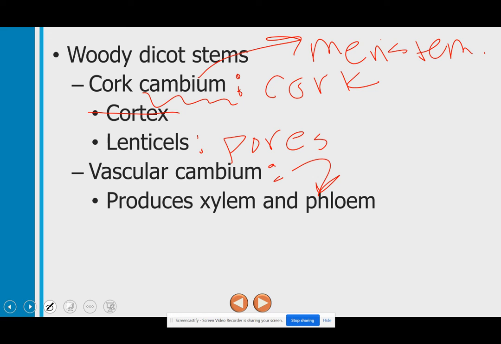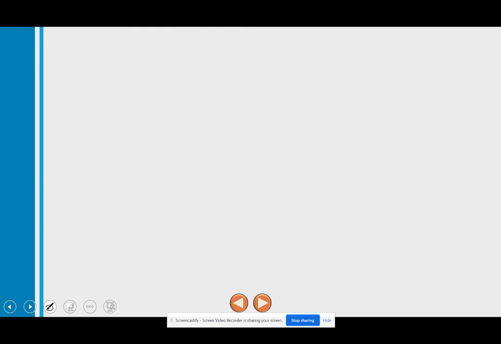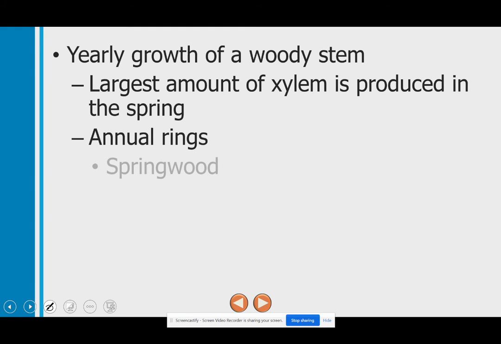It's going to constantly produce new xylem and phloem, new vascular tissue, as long as that plant is alive. That's why our trees just keep growing. All right. And so we just talked about how plants will have this primary growth as they grow taller, and then they have the secondary growth as they grow larger. And we know that if you cut a tree down, you start to see something called an annual ring.